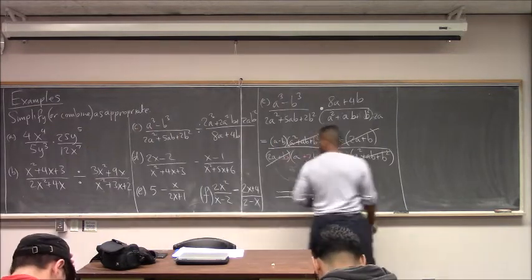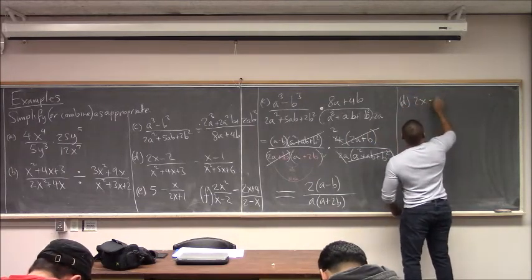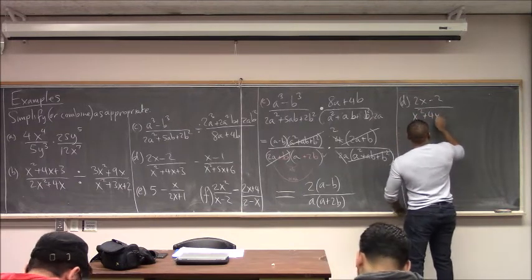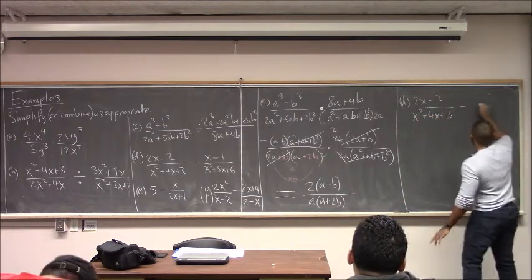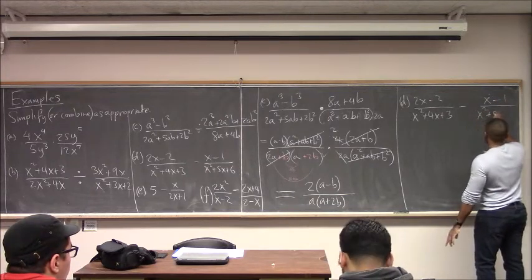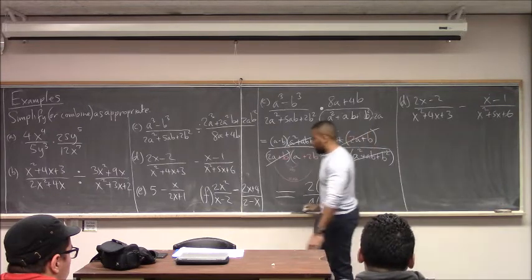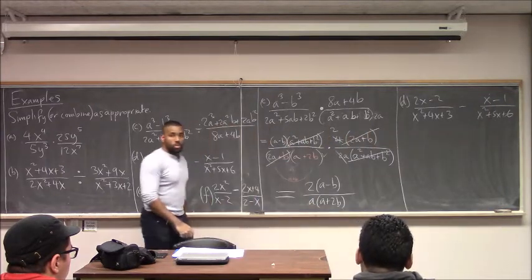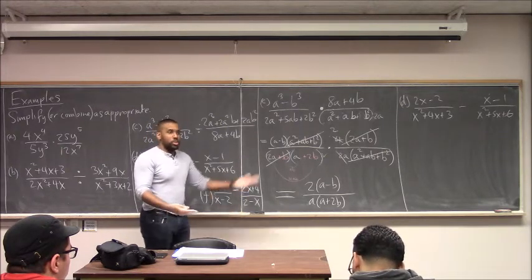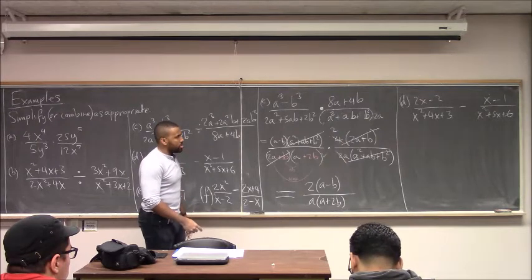Where are we? So 2 over x squared plus 4x plus 3 minus, and now we're learning how to subtract, x squared plus 5x plus 6. Okay, so how do we add two things? You have to get the same denominator, right? Why? Because with fractions, to combine them, you get the same denominator. How do you figure out how to get the same denominator here?